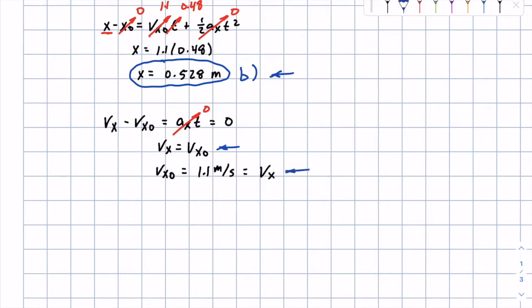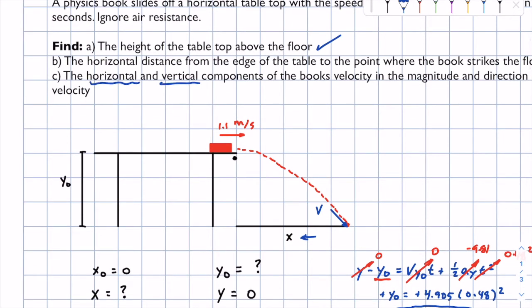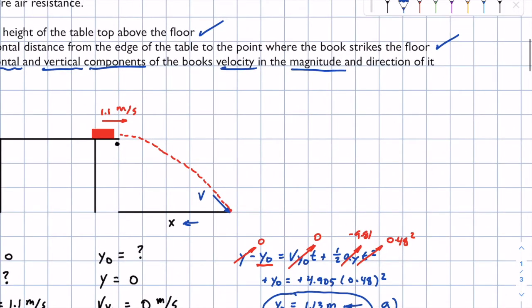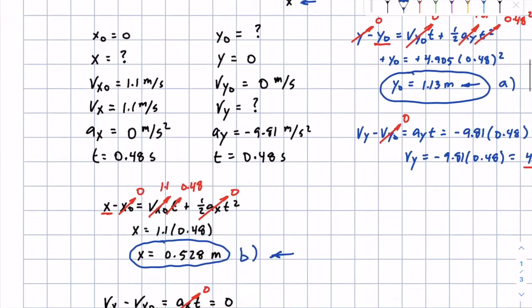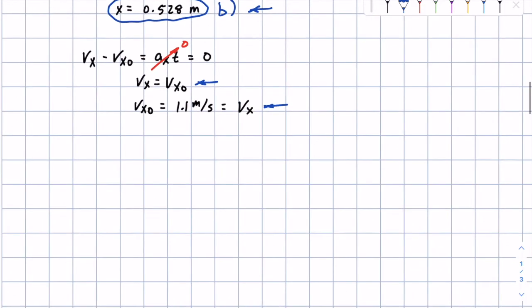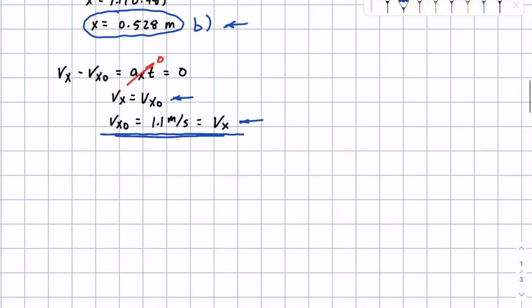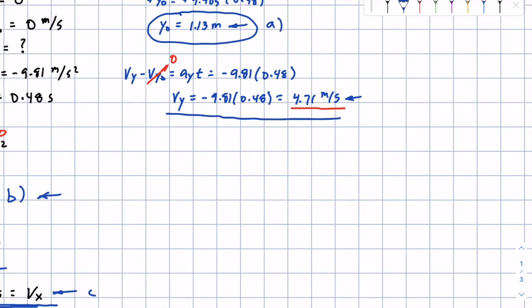Now, in part C, they want us to find the horizontal and vertical components of the book's velocity and the magnitude. This should say and the magnitude and direction of the velocity, okay? So here is the x component for part C. Here is the y component for part C.